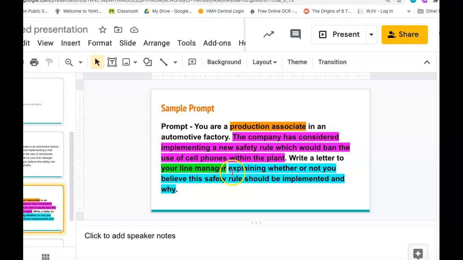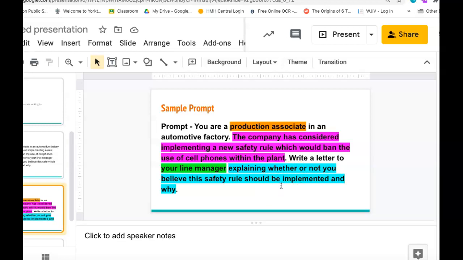And then this is what we're writing about, highlighted in blue. Explaining whether or not you believe this safety rule should be implemented and why. Which safety rule? This one. Whether they're going to implement a new safety rule which is going to ban, so not allow, the use of cell phones within the plant. So if you're in the plant, the place where they make the cars, you're not going to be able to be using your cell phone while you're actually building the cars. So you have to choose sides.